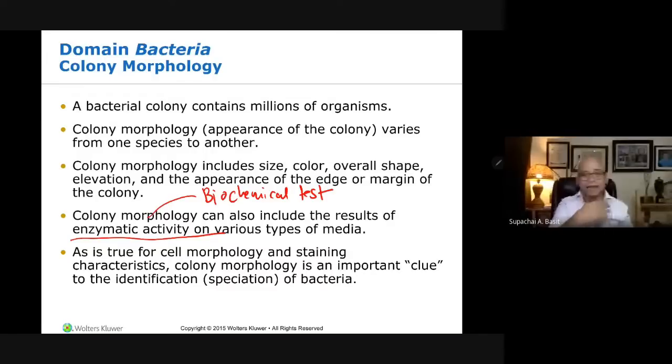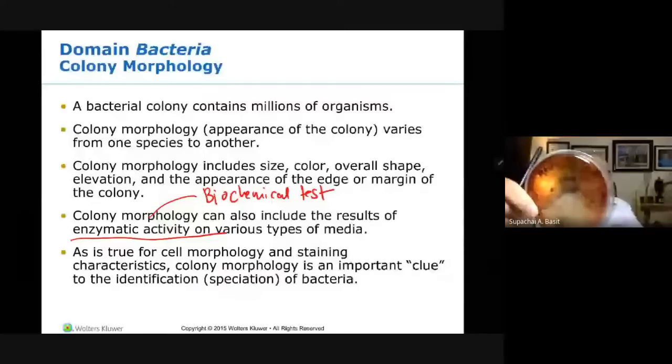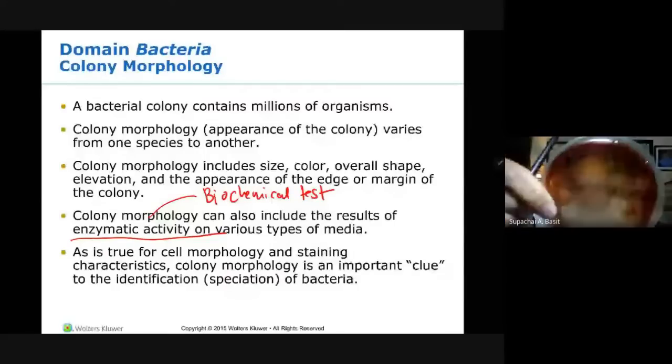So I have here an example of a petri dish. This is a petri dish. This is where we culture the bacteria. I hope you can see.